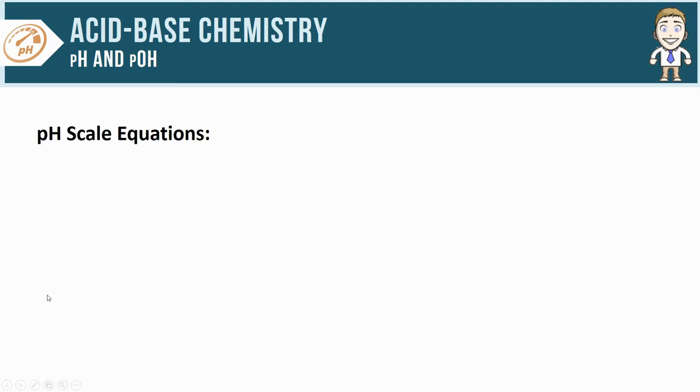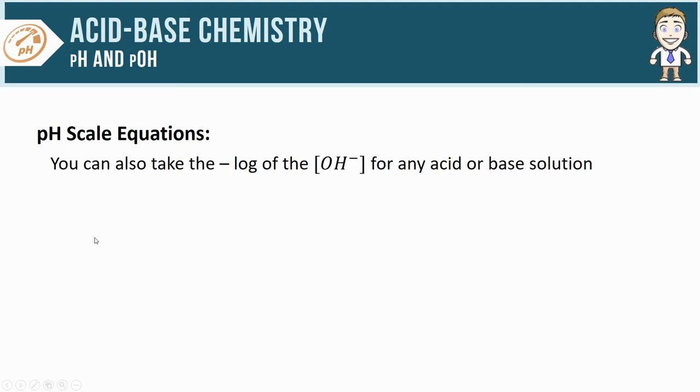Just like we take the negative log of H plus or H3O plus to get the pH, you can also take the negative log of that hydroxide ion concentration for any acid or base solution as well. If you do that, you'll get an answer that looks a whole lot like pH, but we can't call it pH because it's not the negative log of the H3O plus. So instead, we call it the pOH value.